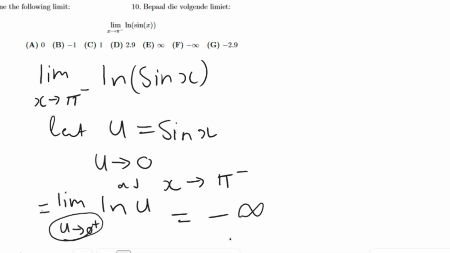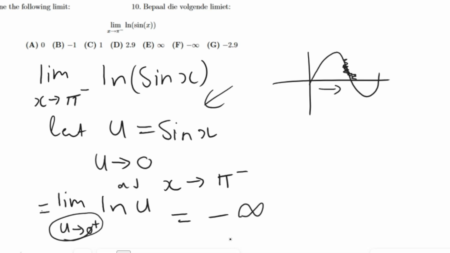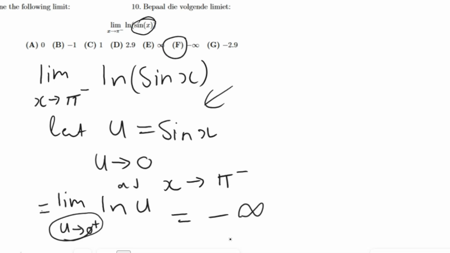But I'm using both ways so that you can choose which one you prefer: this method, or you sketch the graphs and see that sine x, when you go to pi from the left, becomes 0, from the positive numbers, it wants to become 0. Then ln of this number that wants to become 0, ln wants to become negative infinity, and then you are done interpreting the multiple choice question like that. Then you choose f, and you're out of there, you move to number 11. But in this case, we are moving to this interesting question.